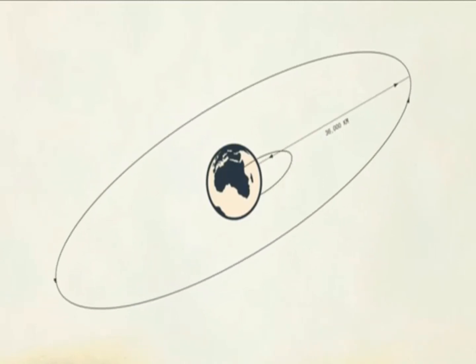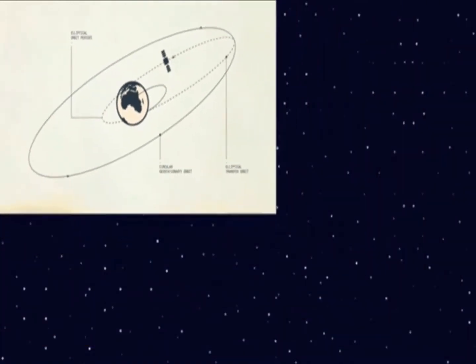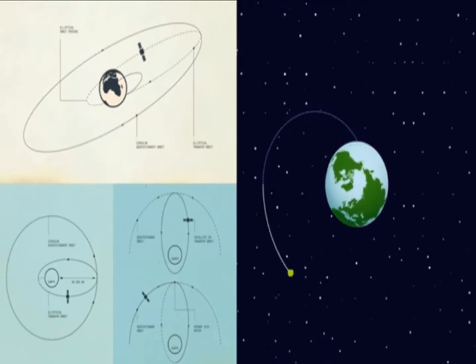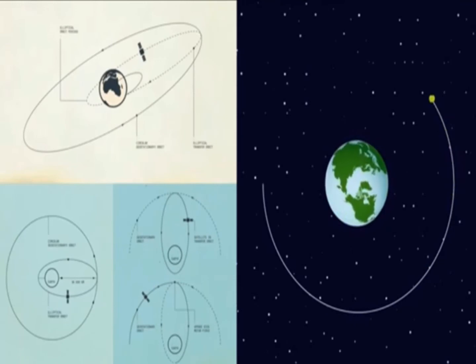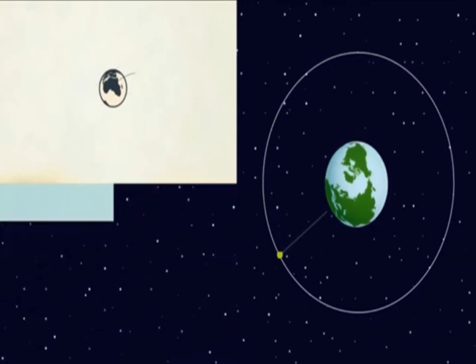If you get it just right and manage to throw an apple around 36,000 kilometers above the equator, you would find an orbit where your apple is going to move at exactly the same angular speed as the Earth is turning. This is known as a geostationary orbit.